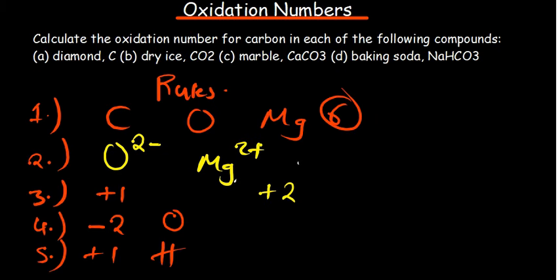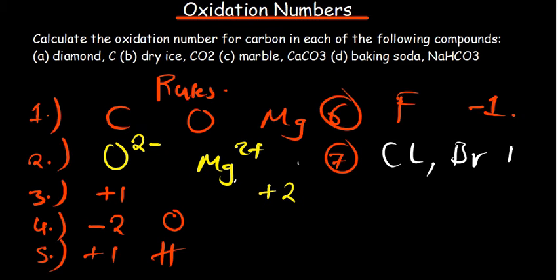Oxidation number of fluorine, which is a halogen, is typically always negative 1. Number 7. The oxidation number of the other halogens, chlorine, bromine, iodine, is typically negative 1 as well, but can vary, unlike fluorine, which is always a negative 1.